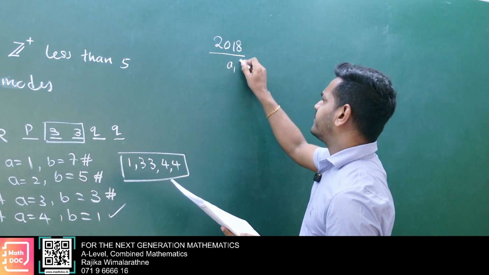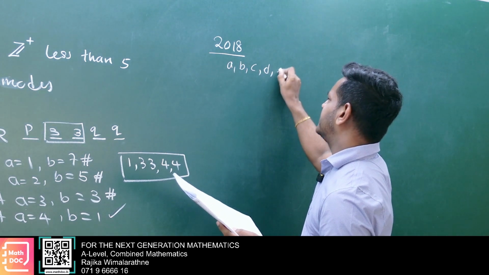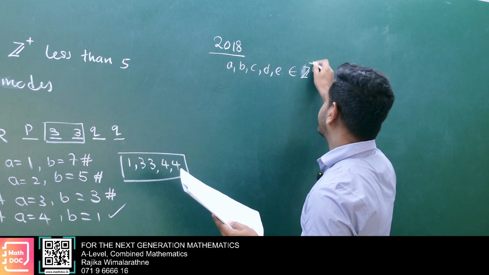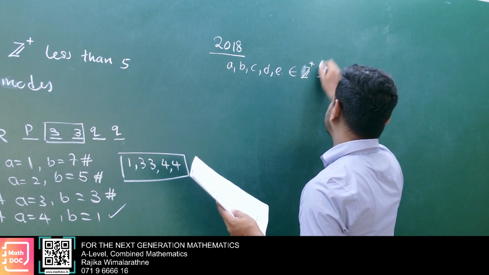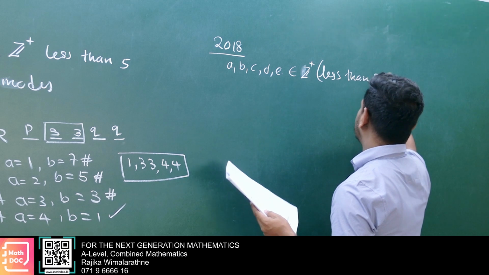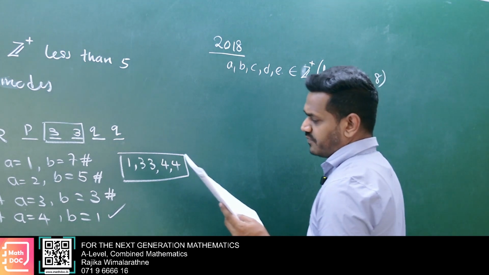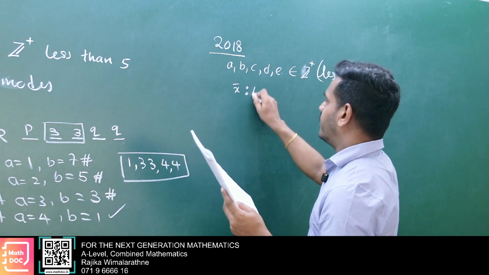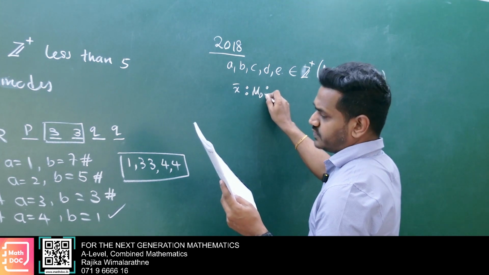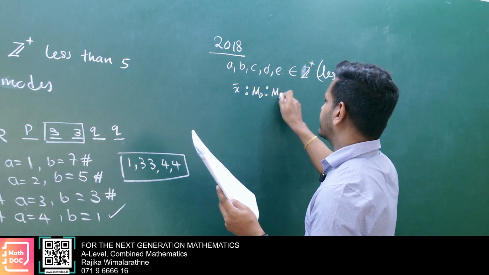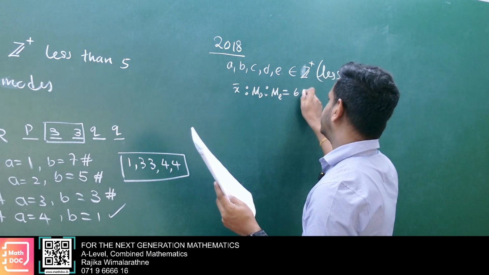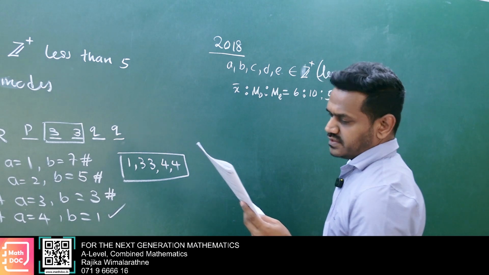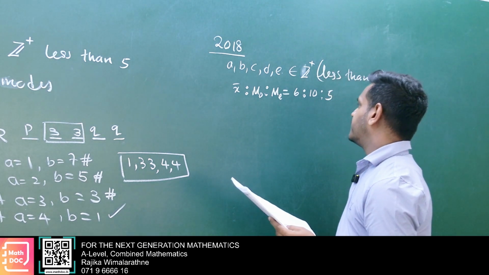Then here A, B, C, D, E, positive integers less than 8. Their mean is to mode is to median, 6 to 10 to 5. 6 to 10 to 5. Okay.